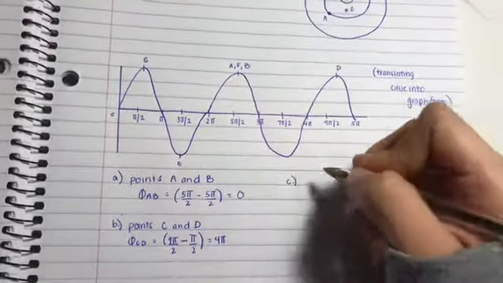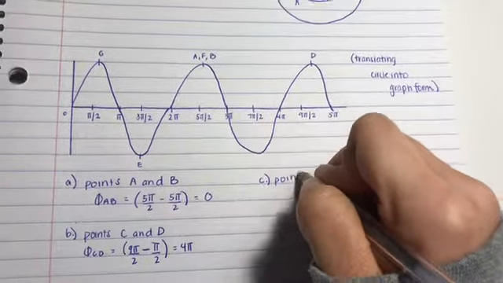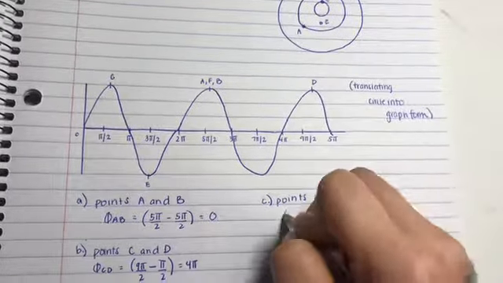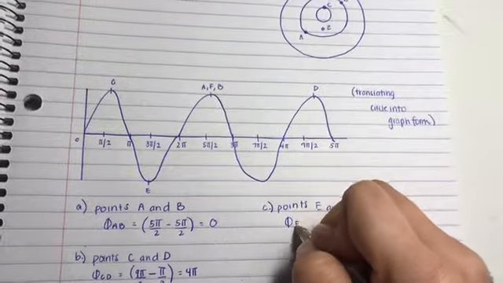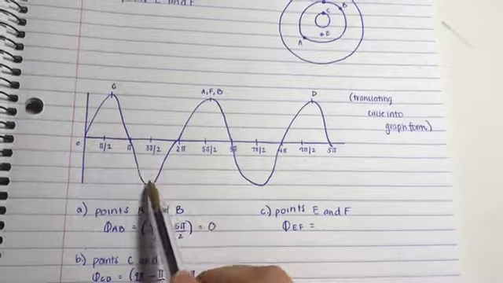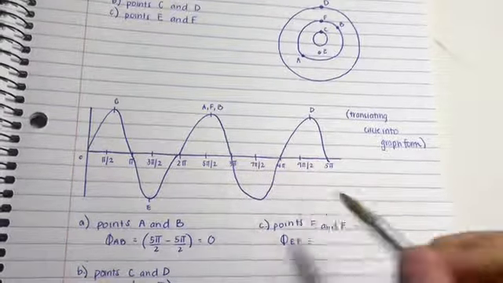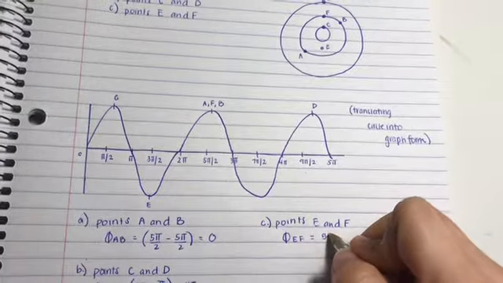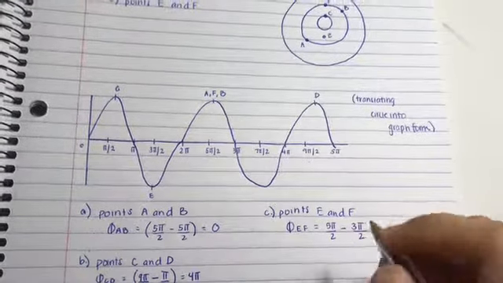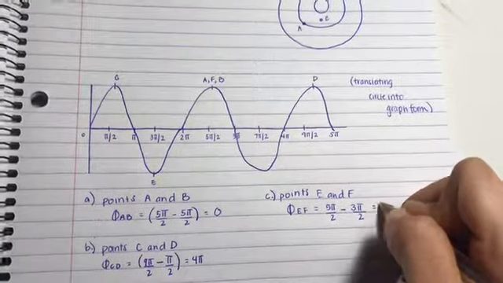So for part C, we're finding points E and F. So over here, E is found at 3 pi over 2, and F is at 5 pi over 2. So we do 5 pi over 2 subtracted by 3 pi over 2, and you're going to get pi.